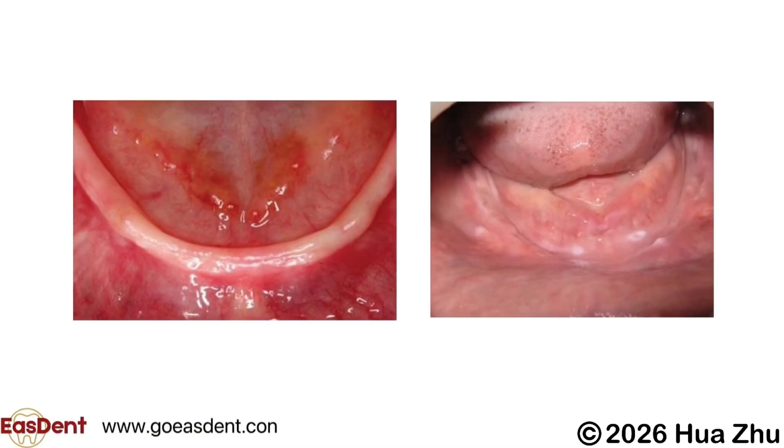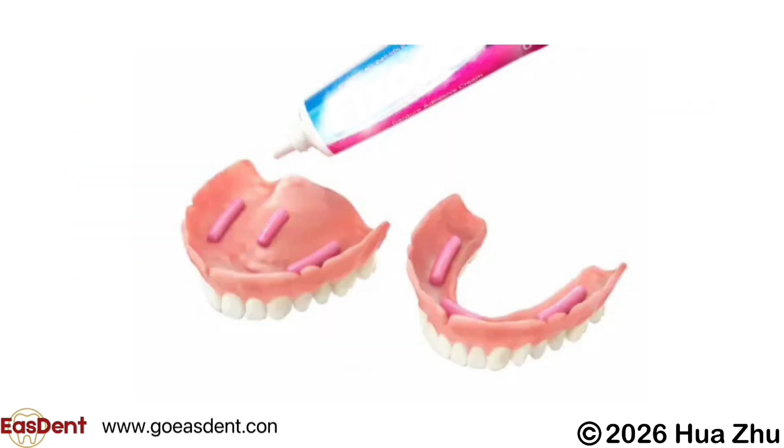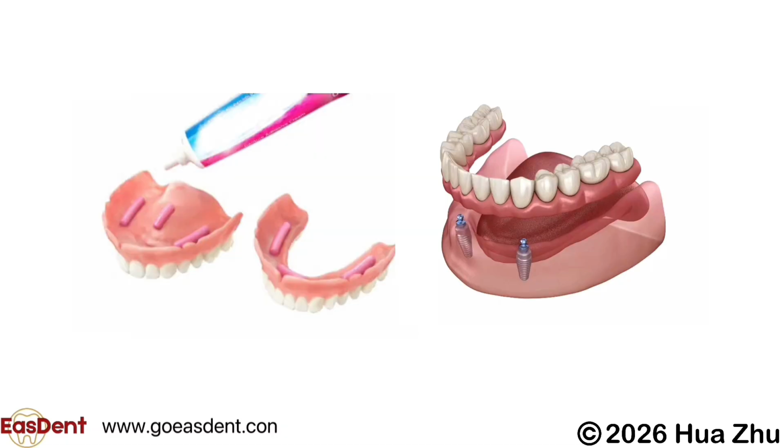However, if the ridge is resorbed badly, the impressions may not stay in the mouth. You may need to use some denture adhesive to hold them in the mouth. You have to let the patient know the final dentures will either need adhesive or implant ahead of time.